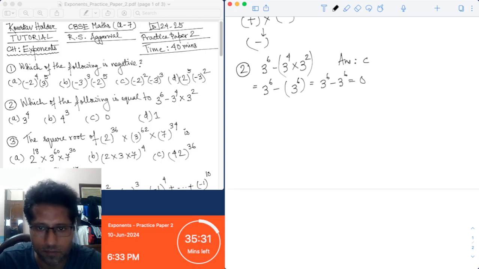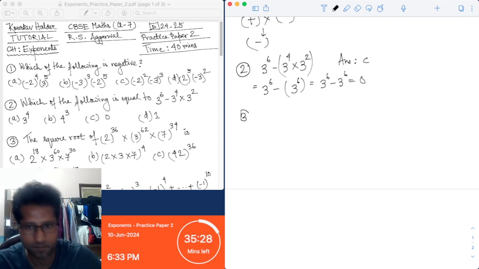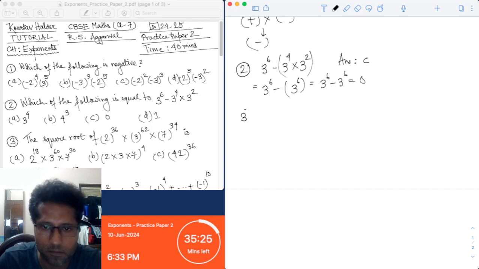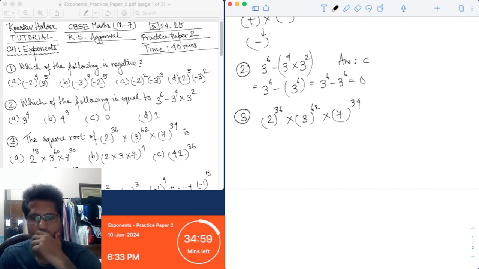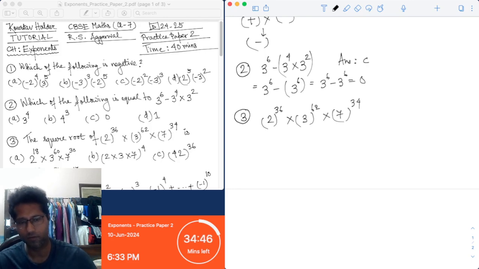Okay, let's do question number 3. Question number 3 is the square root of this. It is asking to find the square root of 2 to the power 36 multiplied by 3 to the power 62 multiplied by 7 to the power 34. Okay, so these are products of exponentials, but we know that for any number, how do we find the square root of a number?